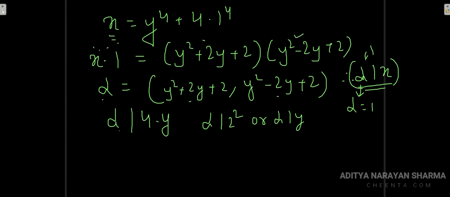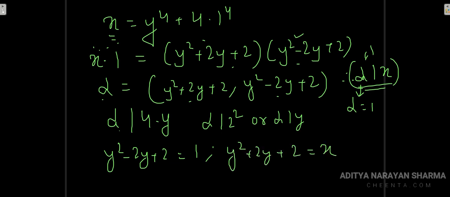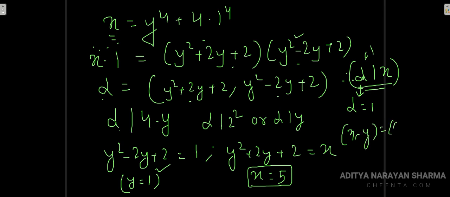So the lesser of them, which is y square minus 2y plus 2, is less than the other because of the plus 2y and minus 2y factor. So we can easily write y square minus 2y plus 2 equals 1, that is the lesser one, and y square plus 2y plus 2 equals x. From this equation we can easily see that y equals 1. So y equals 1 was a double root of this equation, a root of multiplicity 2, and putting it in this equation we get x equals 5, which is the only solution to our given equation. So x comma y equals 5 comma 1 is the only solution.